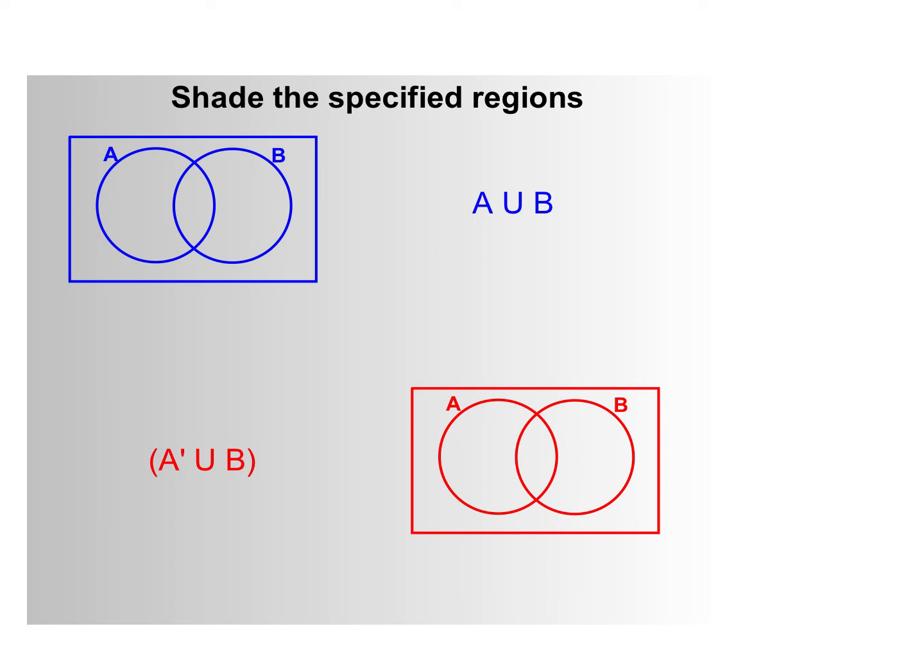So shade the specific regions A union B. Would you please shade in where A union B is?